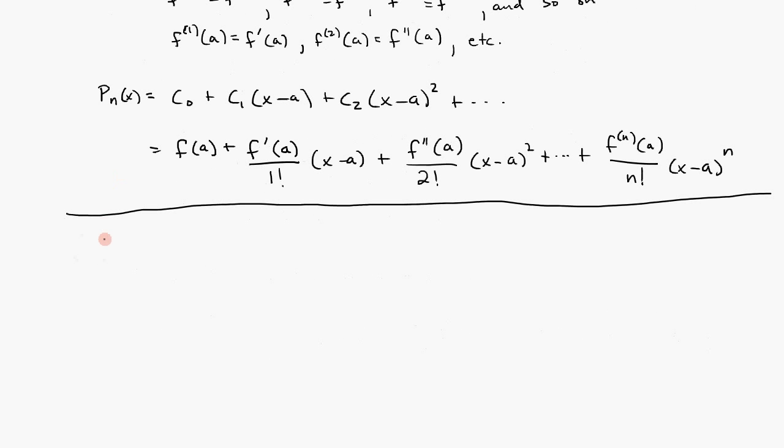Referring back to what I said earlier, the idea is to approximate complicated functions with polynomials. So we'll see that f of x is approximately equal to P_n of x for values of x close to a. And the higher the degree you take, the better the approximation.